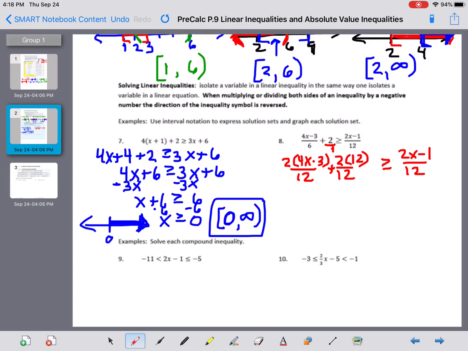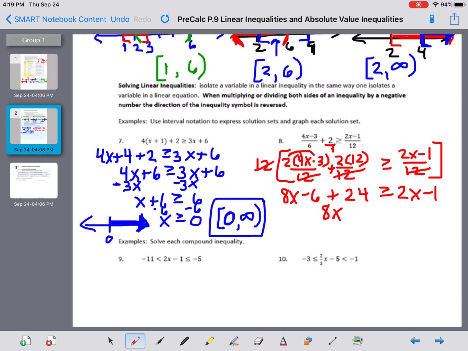All right, now, using our trick from solving equations earlier, I'm going to multiply by the common denominator, which is 12. And the great thing is that cancels all of them. So they're gone in the bottom. So across the top, I'm going to distribute my 2 in my first term, so I get 8x minus 6. 2 times 12 will give me plus 24, is greater than or equal to 2x minus 1. I get 8x plus 18 is greater than or equal to 2x minus 1.